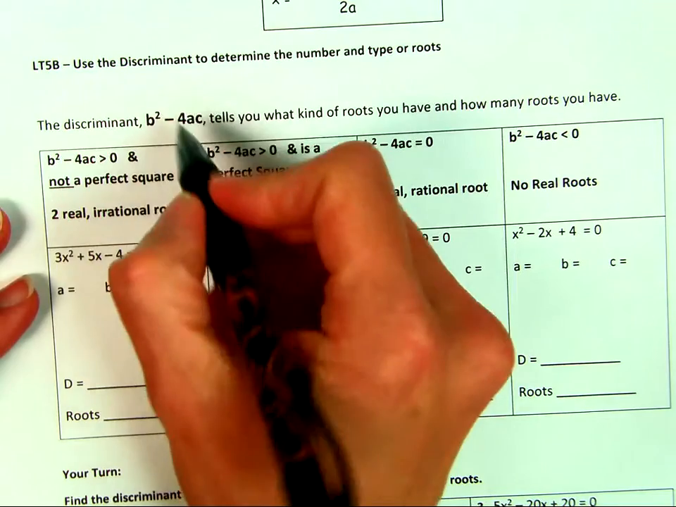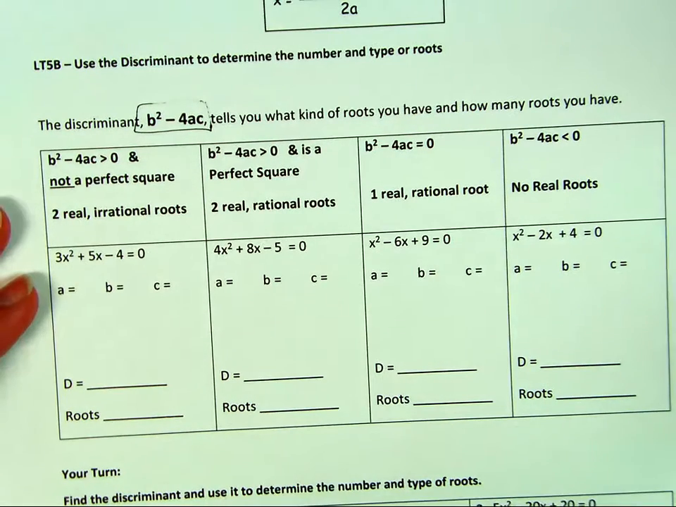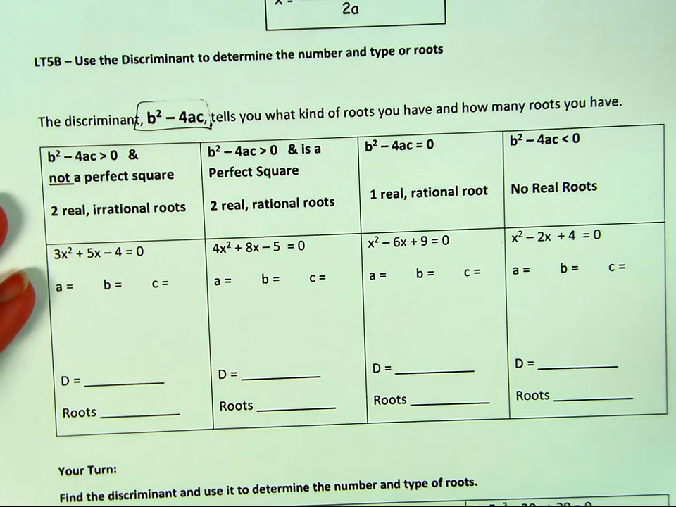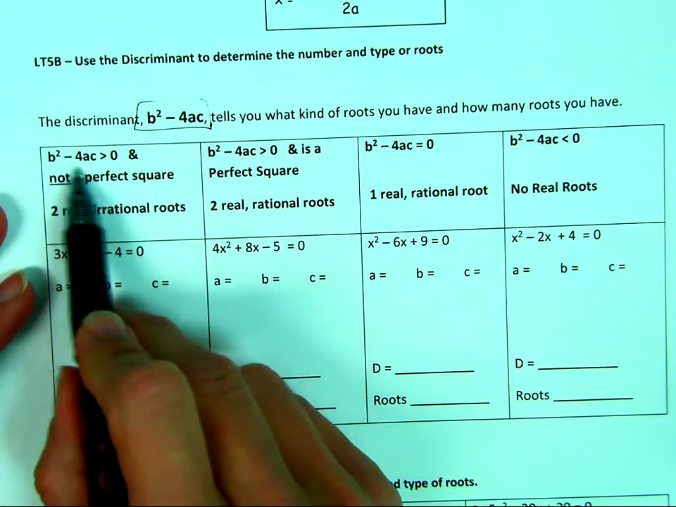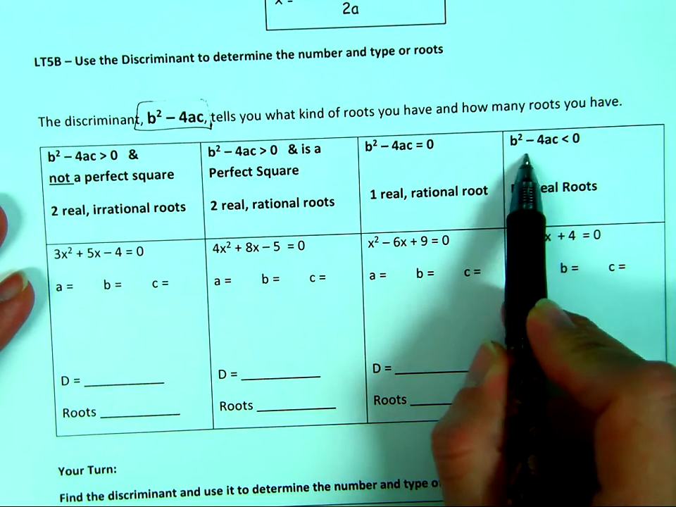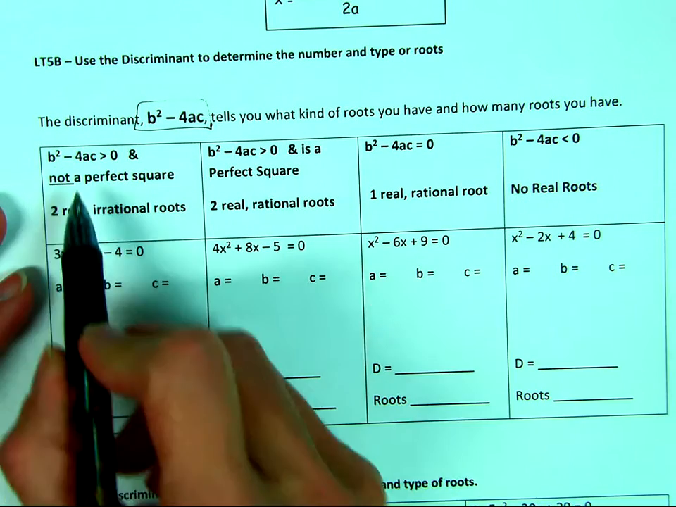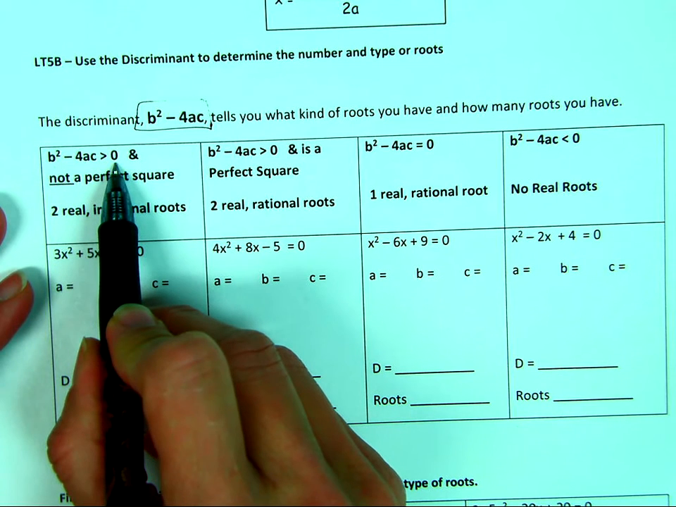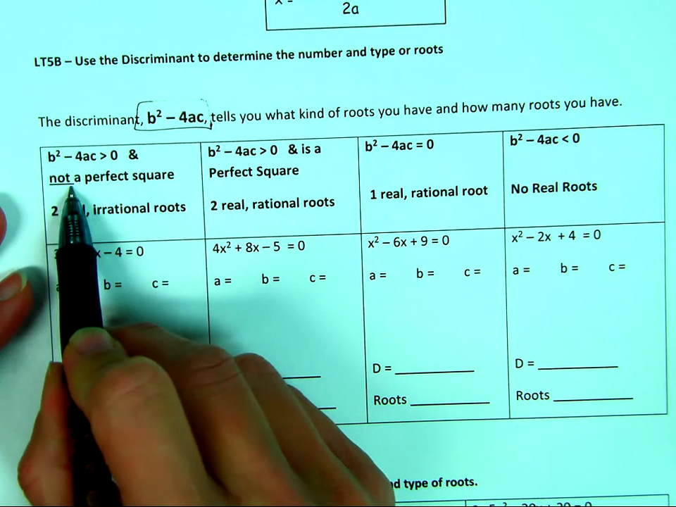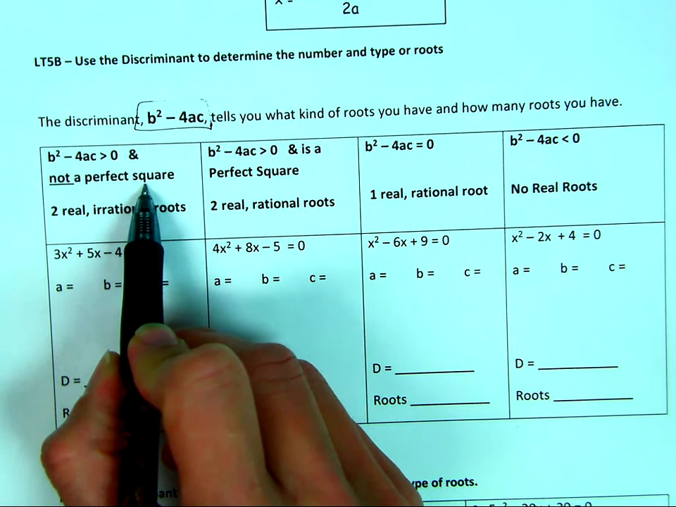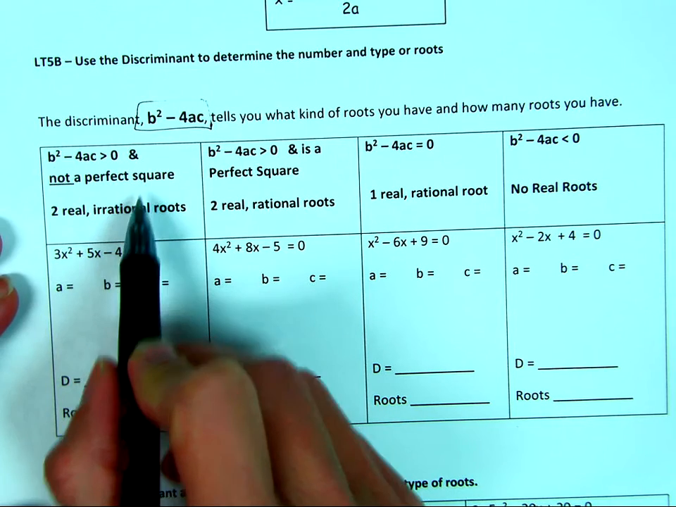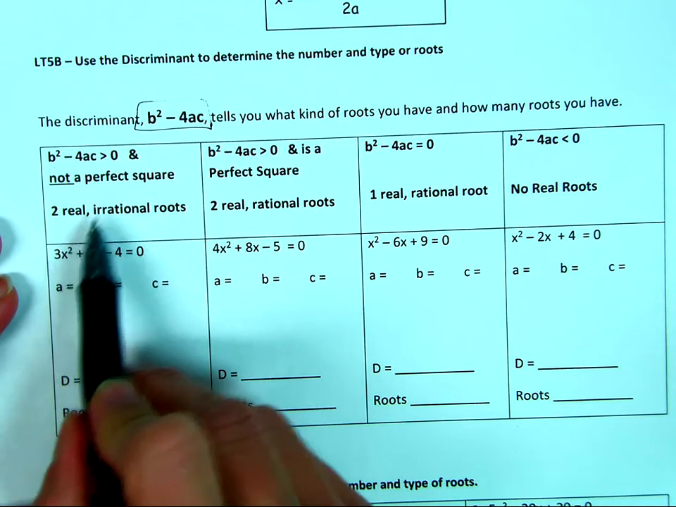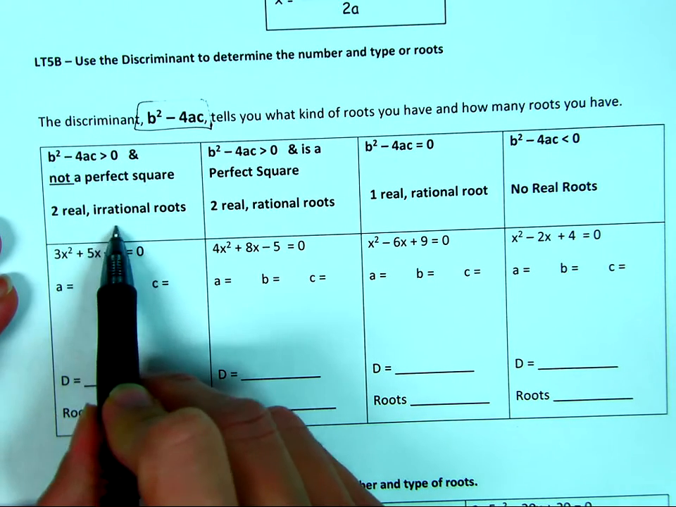So you need to know what part the discriminant is, because in this learning target you have to find the discriminant and then you have to tell what kind of roots there are using the discriminant. So you'll see here b squared minus 4ac is in each of these. If after you find b squared minus 4ac it's greater than 0, that means it's positive, and it's not a perfect square. Remember, we've talked about perfect squares before: 4, 9, 16, 36, 49, those kind of things. If it's not a perfect square, then you have two real irrational roots.